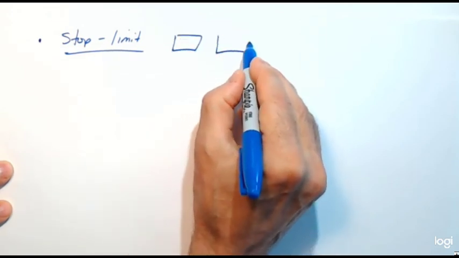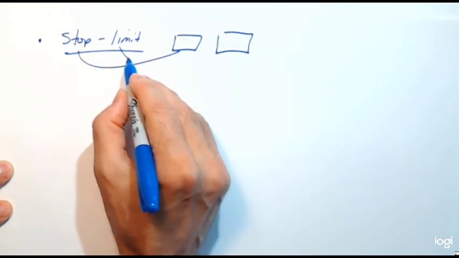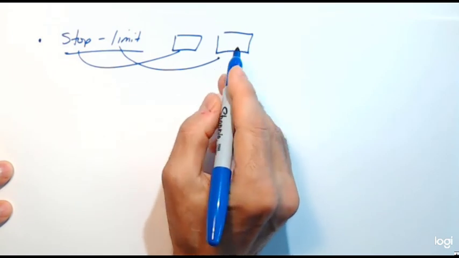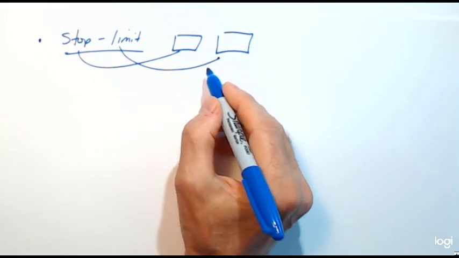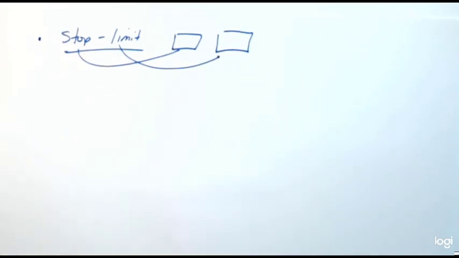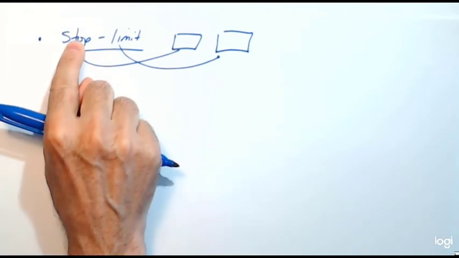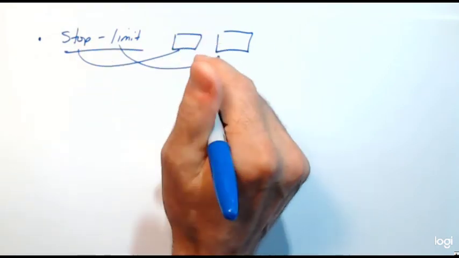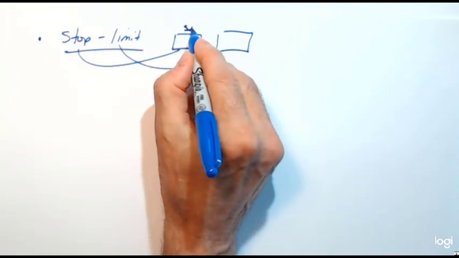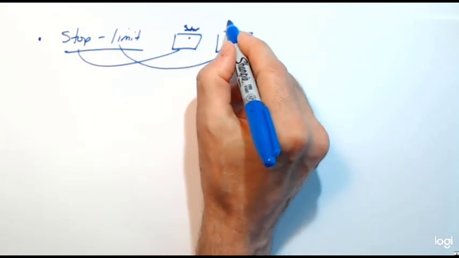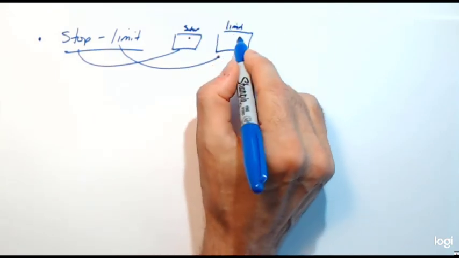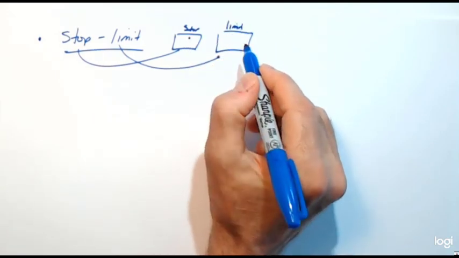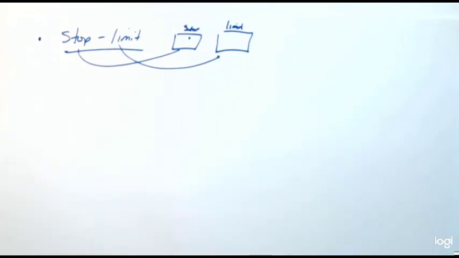Two windows are going to open up: one for the stop price and one for the limit price. So you need to specify two order prices. Stop limit orders are initially stop orders that become limit orders when the stop price is hit. So when the stop price is hit, it becomes a limit order, and then you need to specify the limit order price. It's kind of like a compound order.